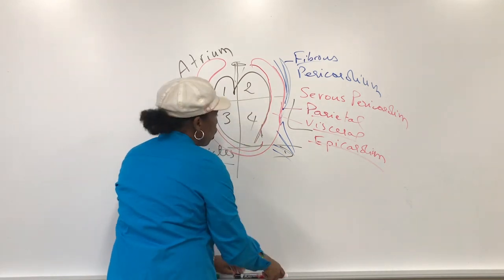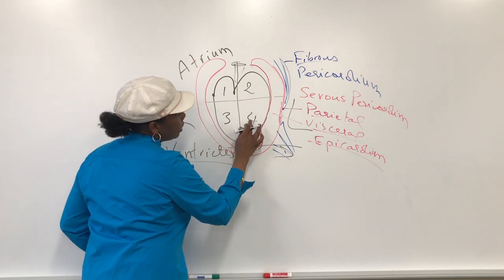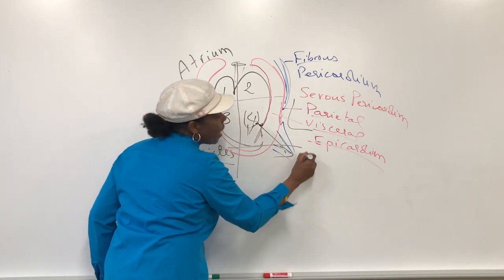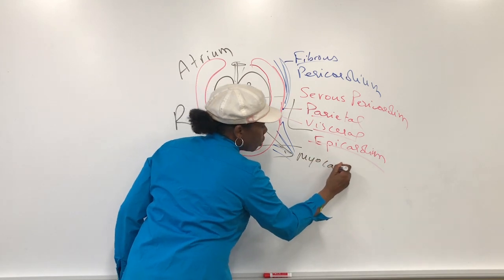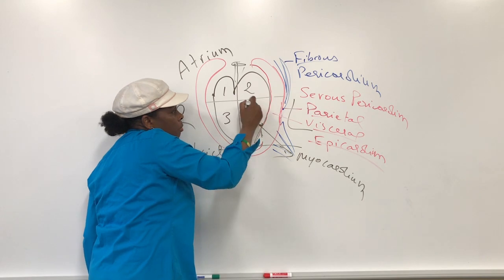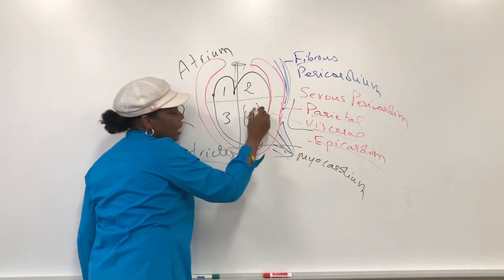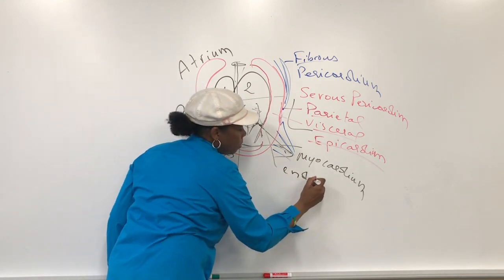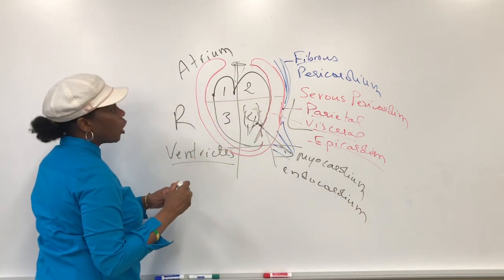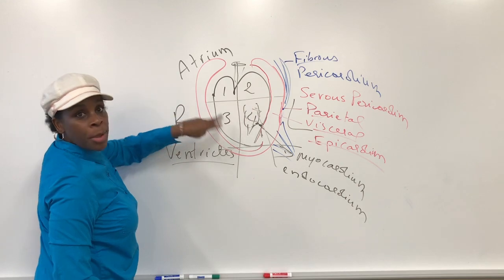But the muscle of the heart itself, because this is the ventricle, it's like a little stomach here. The muscle is called the myocardium. The inside of the ventricle, the inside lining, is called the endocardium. So basically, if you look at the heart, I have 4 chambers.